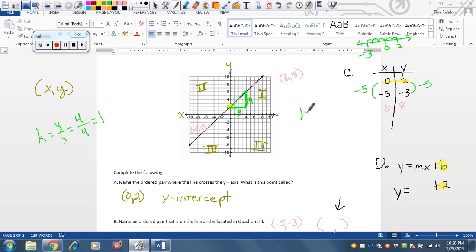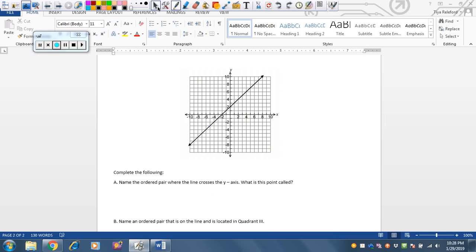So this time, y is what number? -5. And x is what number? -5. And any number divided by itself is 1. So y equals 1x plus 2. And in real life, we usually don't write the 1, so it might be y equals x plus 2. So if you don't see a number, know that it's 1. Either way, triangle, bunny hops, doesn't matter. Whatever you like.